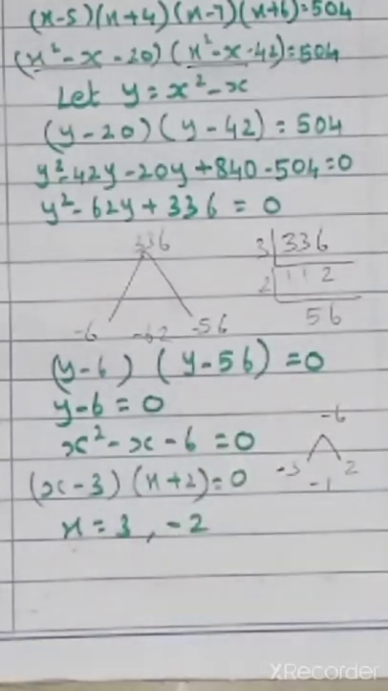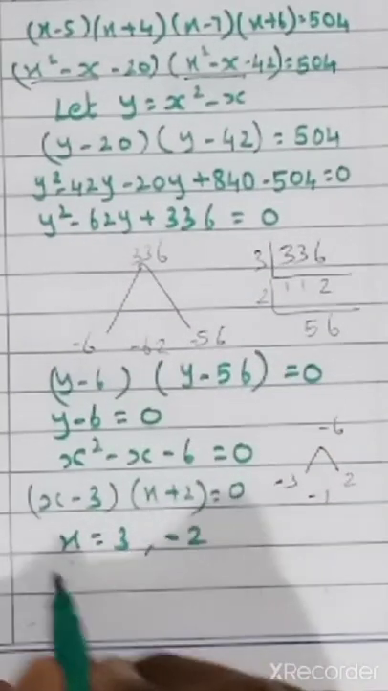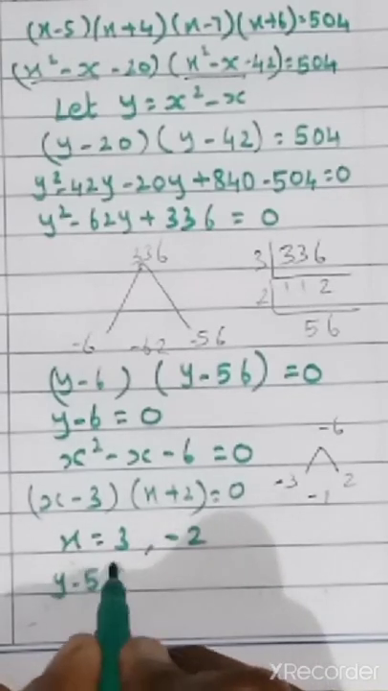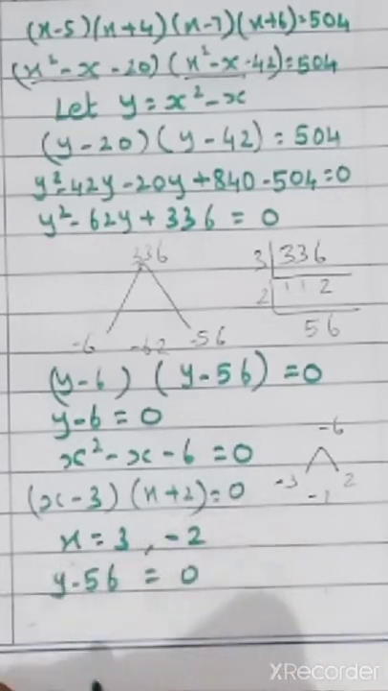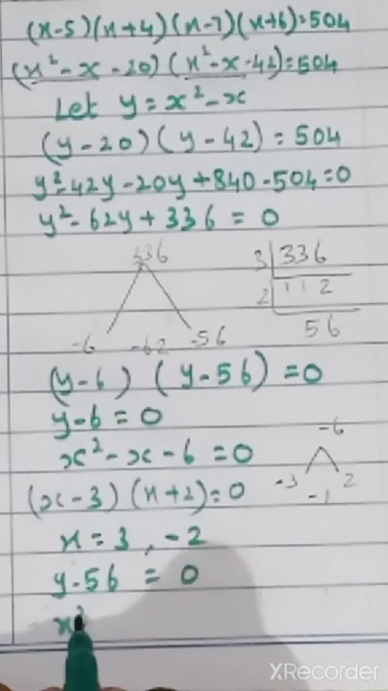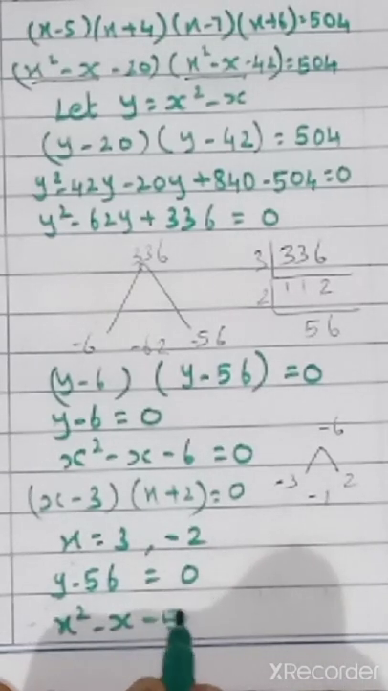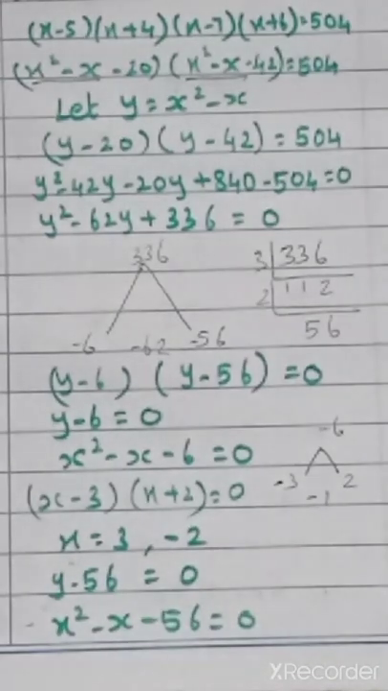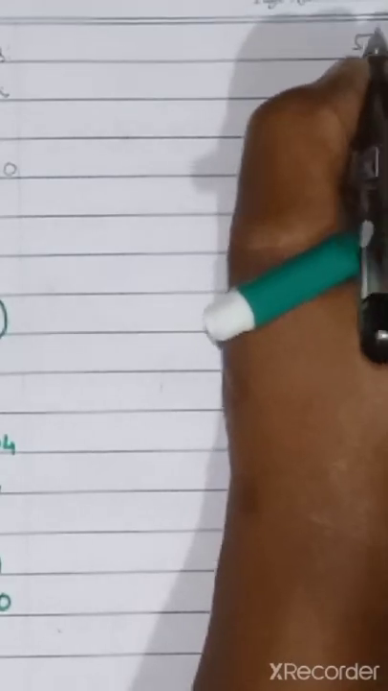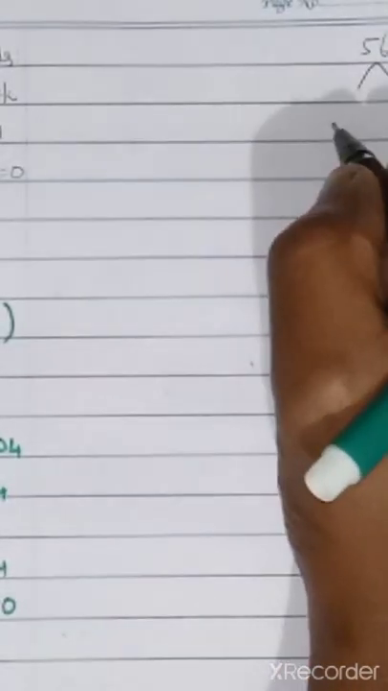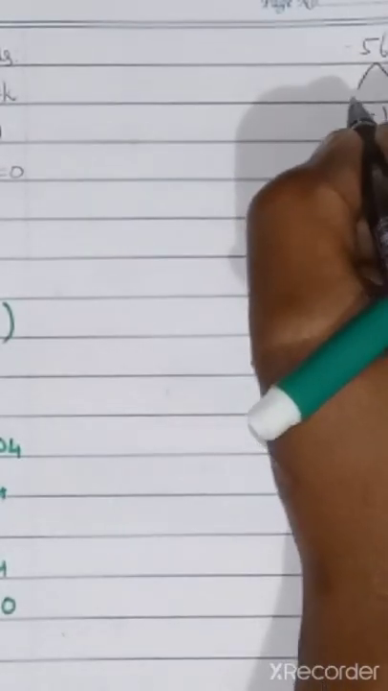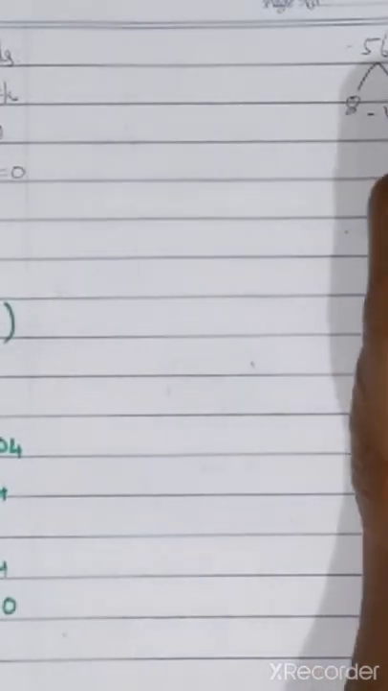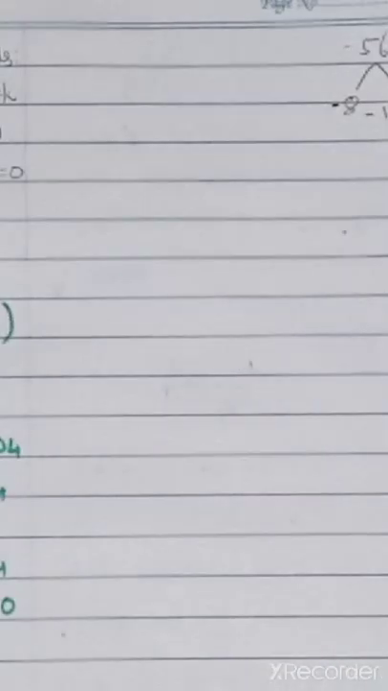Now we can take the other equation. What is the next equation? y minus 56 equal to 0. Now what can we replace in place of y? x squared minus x minus 56 equal to 0. So again, if we simplify 56, we have to get minus 1 and minus 56. What are the two numbers? 8 7s are 56. Where should we put the minus? Minus 8, we have to put minus.